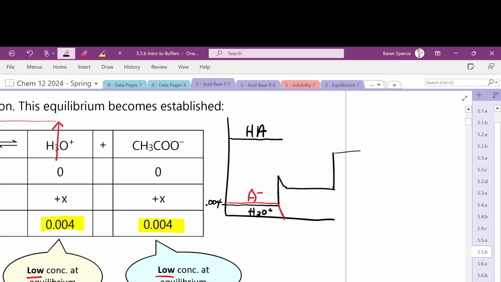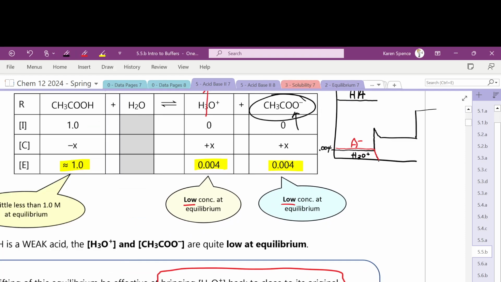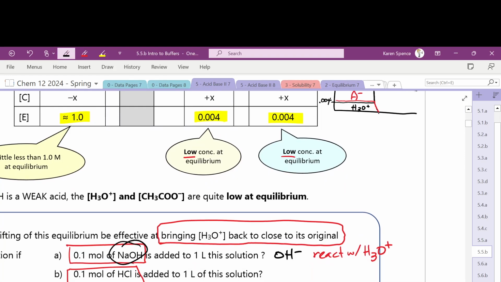If I added more, it can't shift. There's nothing left for it to react with. We will use up all of this in the first little reaction. So is it able to buffer? No. It's able to buffer NaOH, but it is not able to buffer HCl. Because we just run out of stuff.